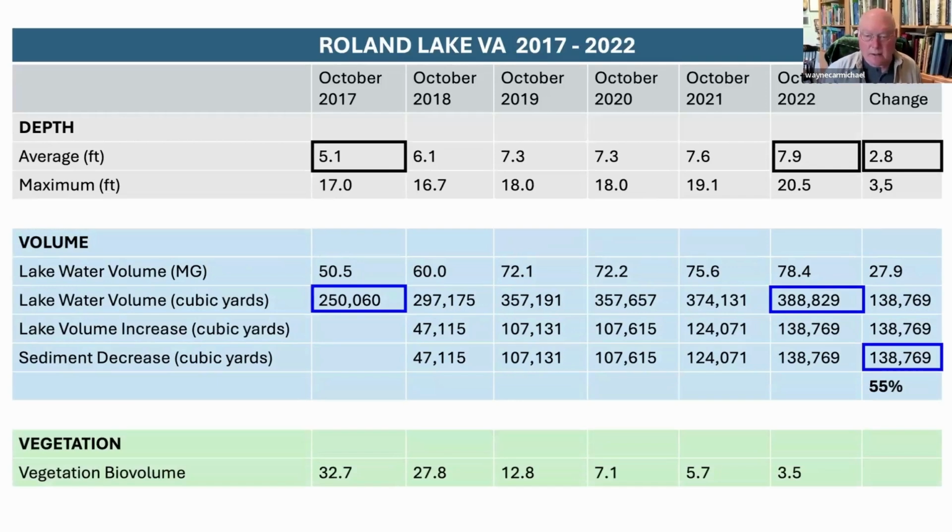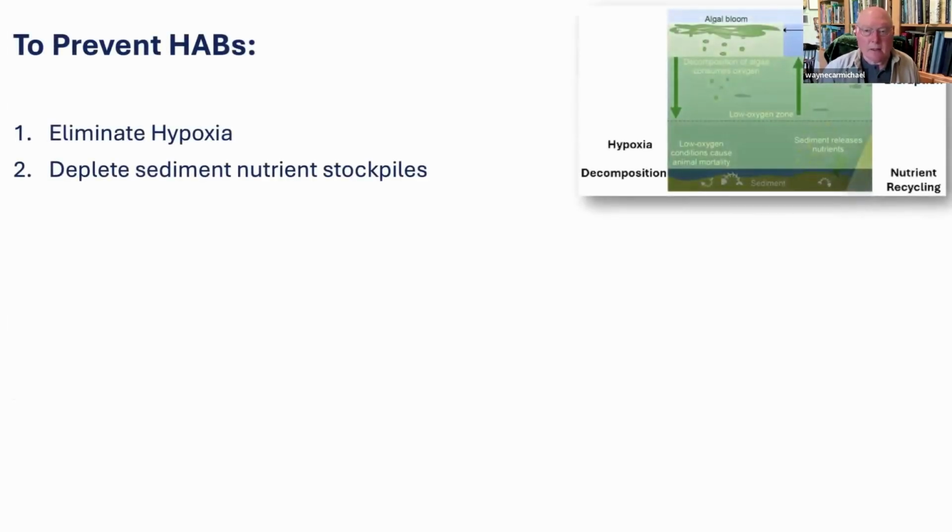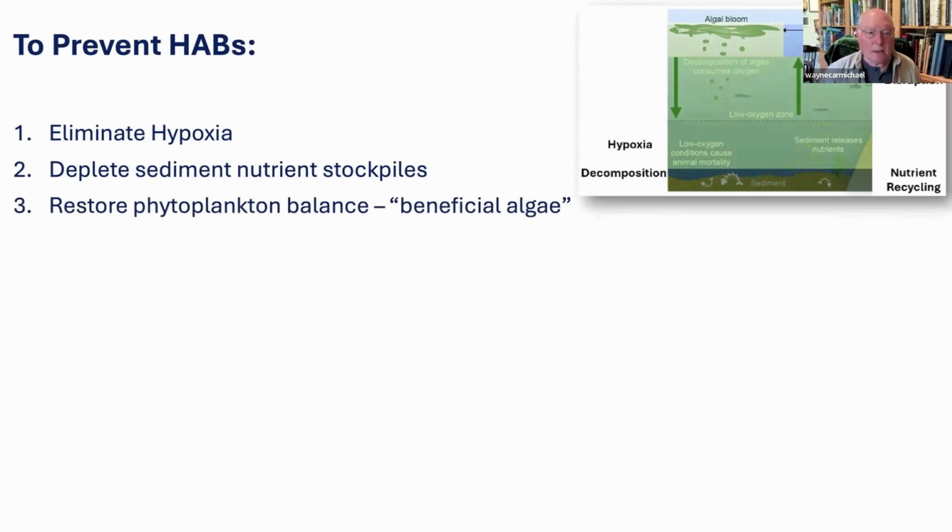Along with that is a reduction in the vegetation biovolumes, which went from 33% in October of 17 to 3.5% in October of 2022. So overall, a very good example of sediment decomposition and improvement of water volume and improvement in vegetation coverage. So these two examples then eliminate hypoxia and deplete the sediment nutrient stockpile. Now we want to show how those two steps can help restore phytoplankton balance. In other words, the good algae, or the beneficial algae.